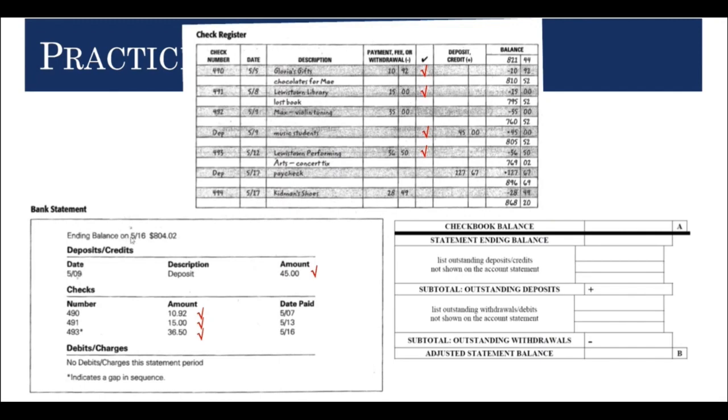And this bank statement was printed on the 16th, right? Obviously, these occurred after this was printed. They weren't going to be on there. All right. So one of the mistakes that I see often is that then students say, well, those occurred after the statement.